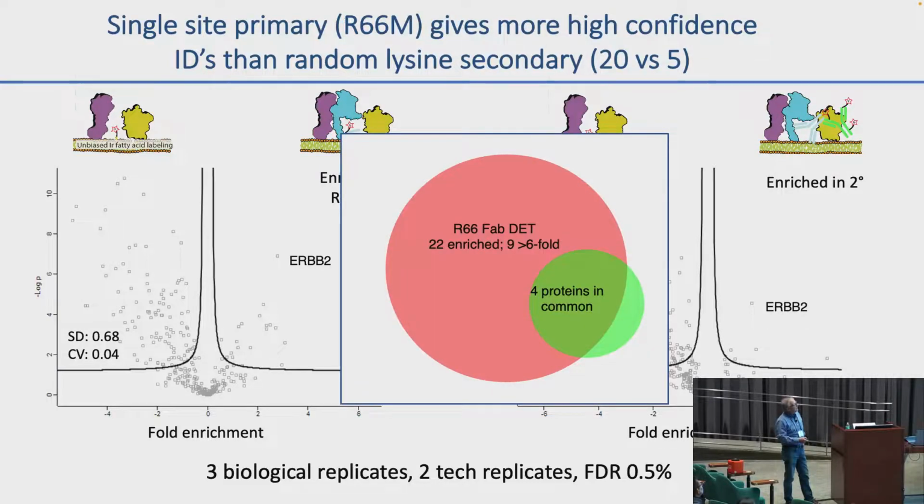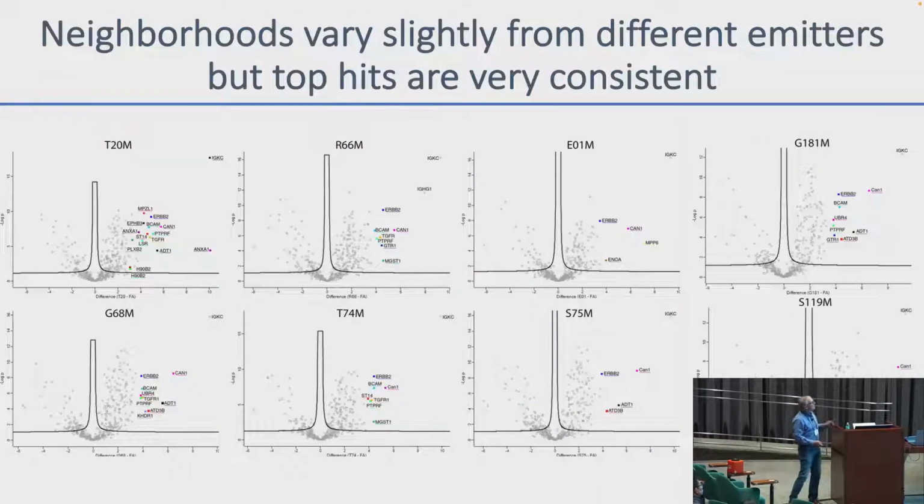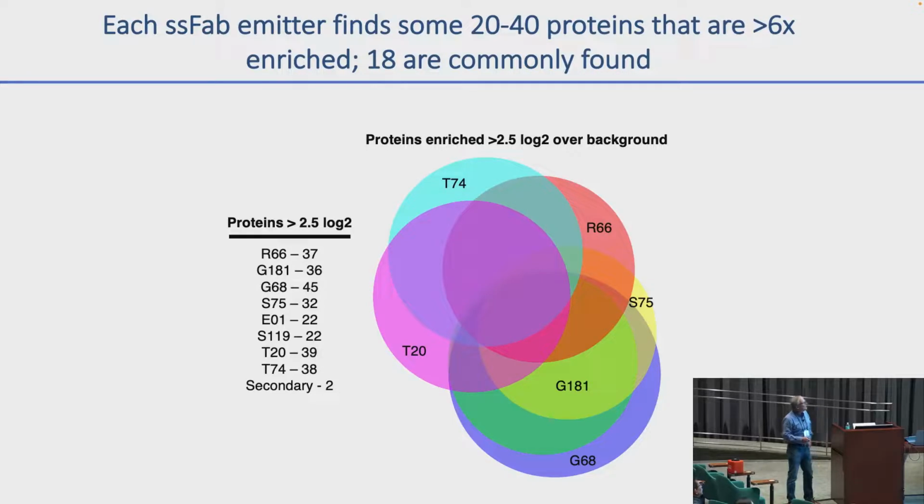With the Fab 66, when we put it right on the Fab, we got many more enriched proteins at a very high level. There were 4 proteins of the 5 over here in common, so we captured basically with this all that were found in the secondary antibody. And when we look at all 8 emitter sites, we get these volcano plots here. I'm not going to take you through all of that. We find that each emitter site gives on average somewhere between 20 and 40 hits that are of high significance, more than 6-fold. I don't believe any of these are a static complex. I think this is reflecting dynamic things that are moving in and out of HER2.